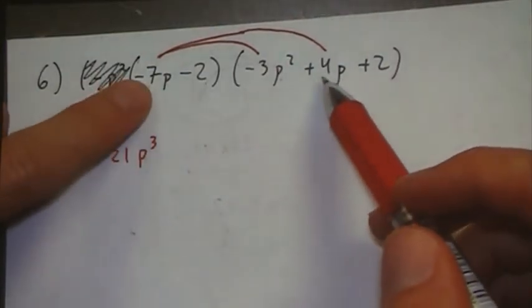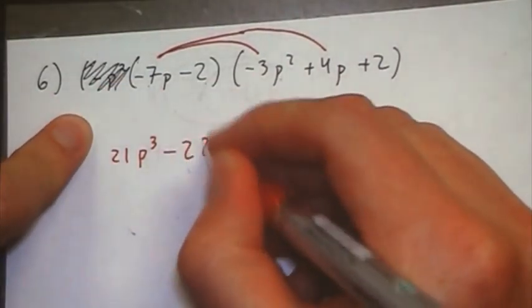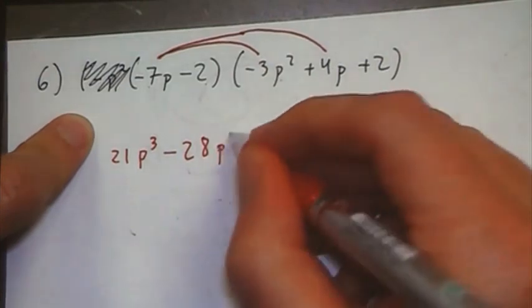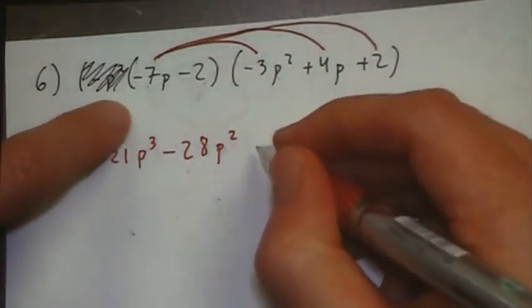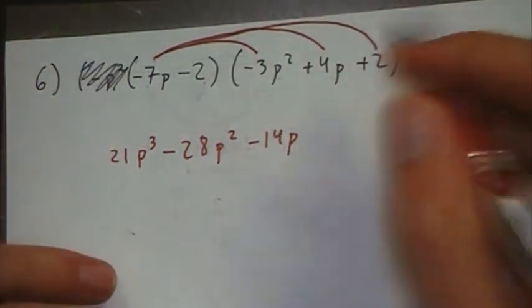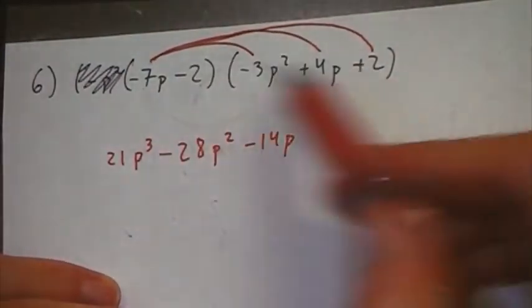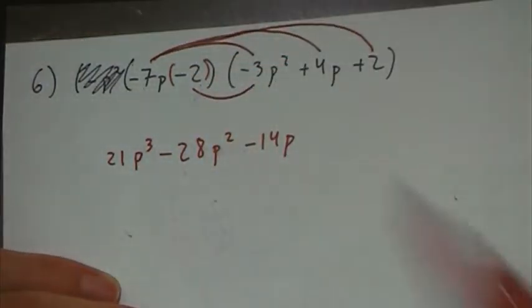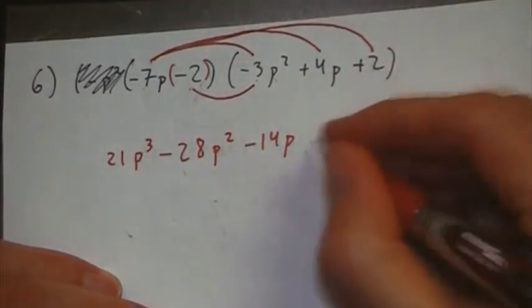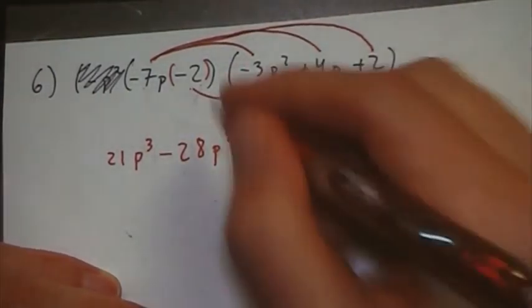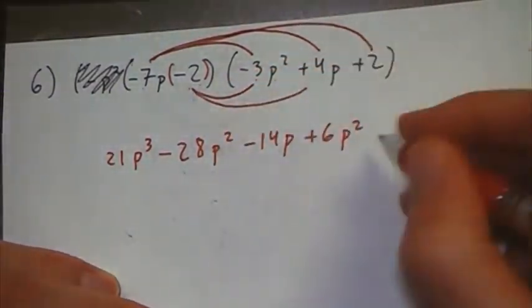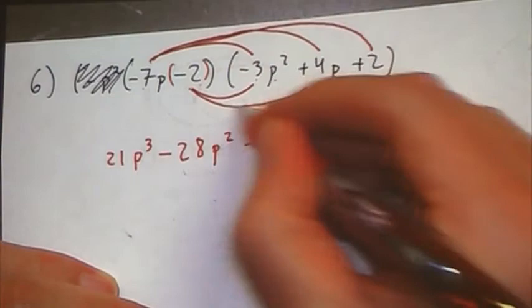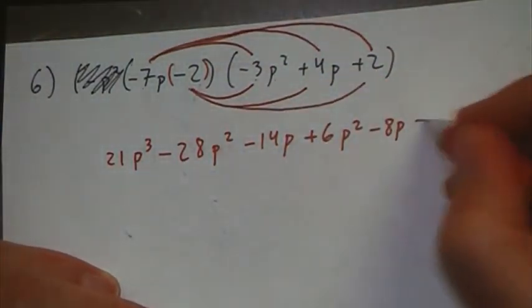And then you got negative 7 times a positive 4. And then you've got negative 7 times 2. There's our top. That negative 7p has been distributed to everything. So now we got to do the same thing with the negative 2. Remember, we are treating it like a negative 2, not just a basic 2. Negative 2 times a negative 3 would be a positive 6, and then p squared. Negative 2 times a 4p would be negative 8p. And negative 2 times 2 would be negative 4.